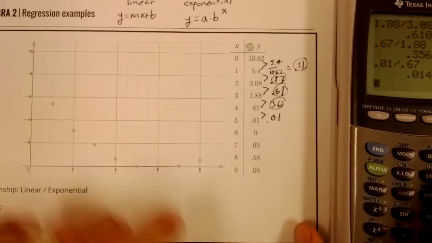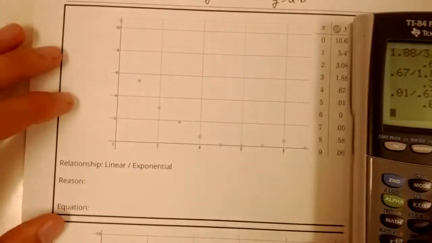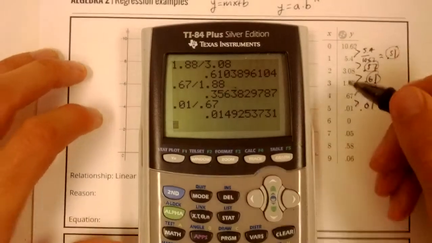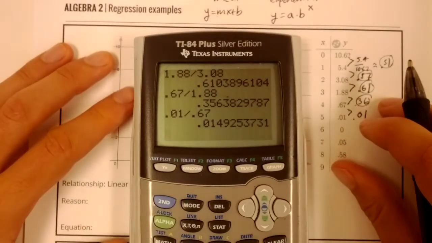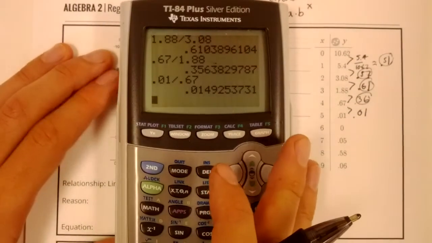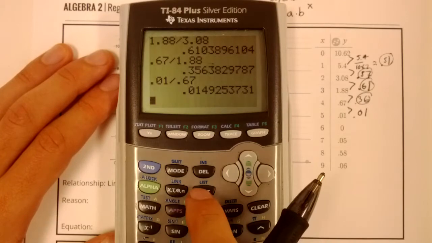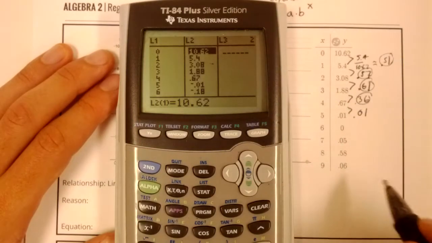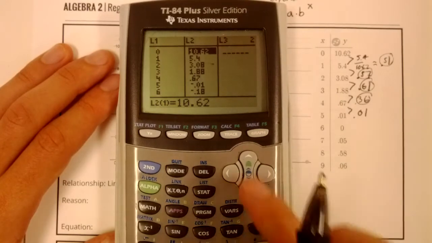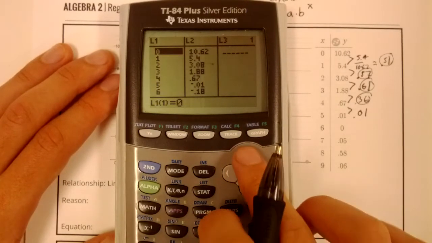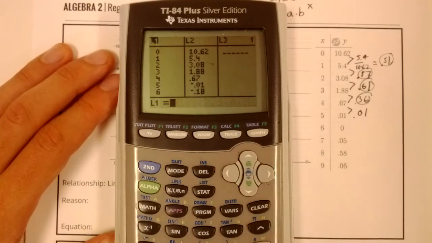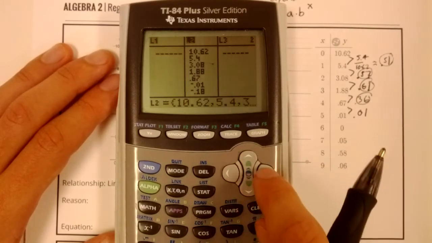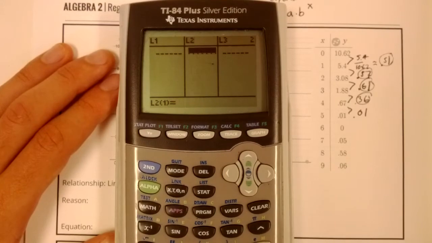So to see if this is actually exponential, I'm going to enter all this data into my calculator. The way I do that is let me move this up a little, hit the stat button, we're going to edit, and we're going to enter all this data into list 1 and list 2. Arrow over to list 1, arrow up, hit clear, and then enter. That'll empty that out. The same thing for list 2, clear, enter.